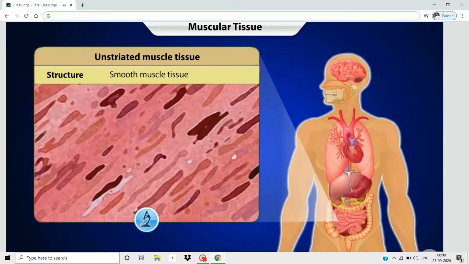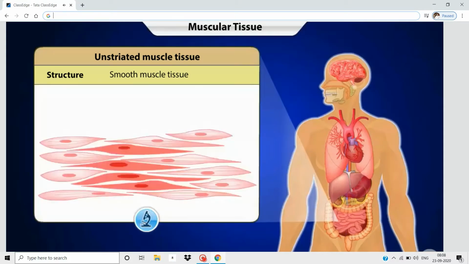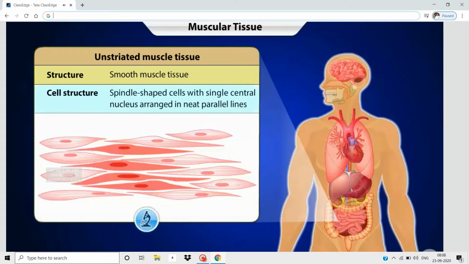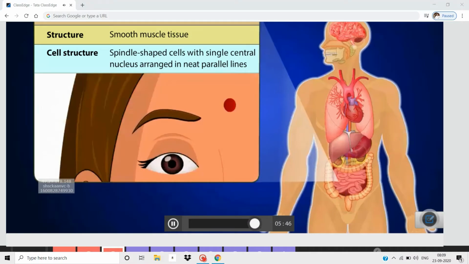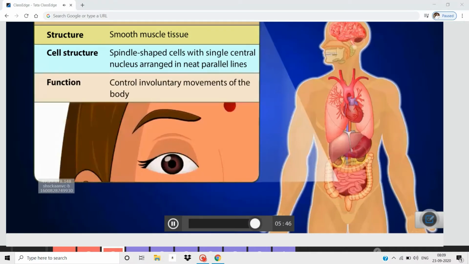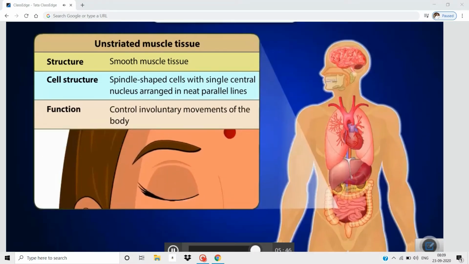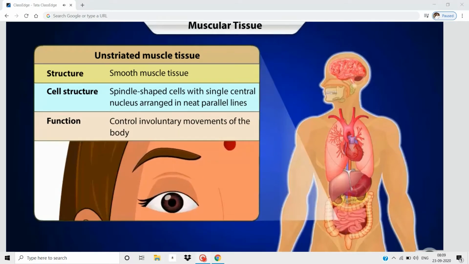Unstriated muscle tissue is a smooth muscle tissue associated with the body's involuntary movements. Under the microscope, the unstriated muscle tissues show spindle-shaped cells with single central nucleus arranged in neat parallel lines. Unstriated muscles control the involuntary movements of the body.